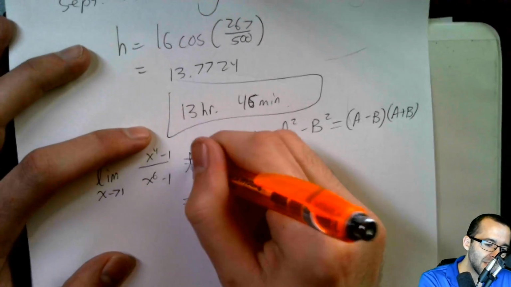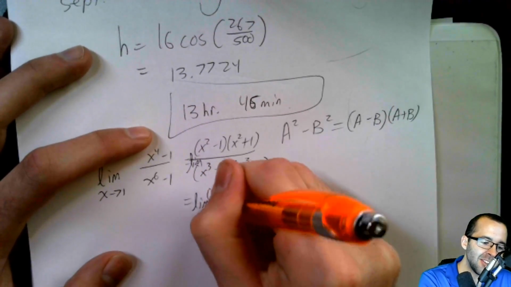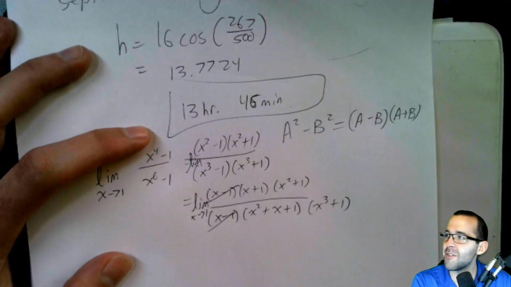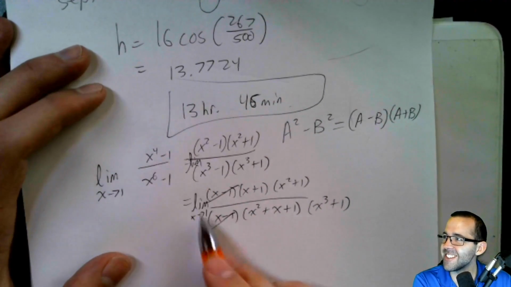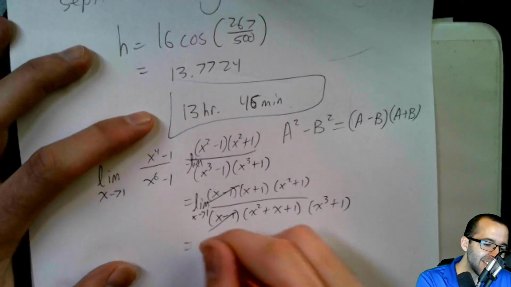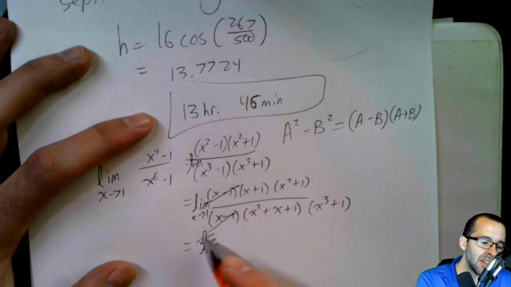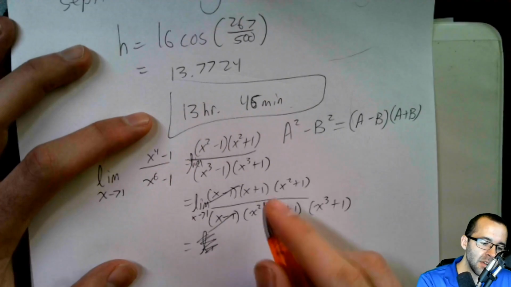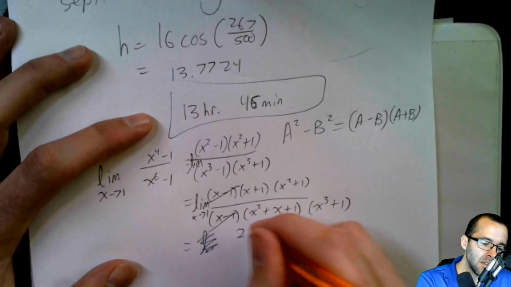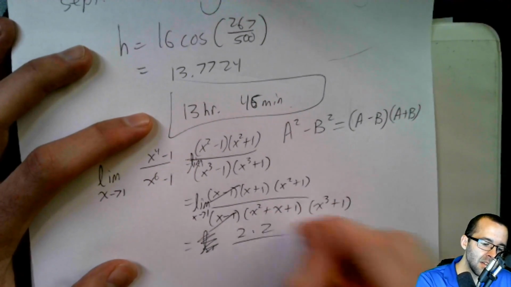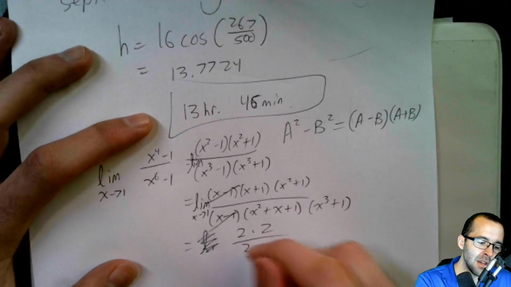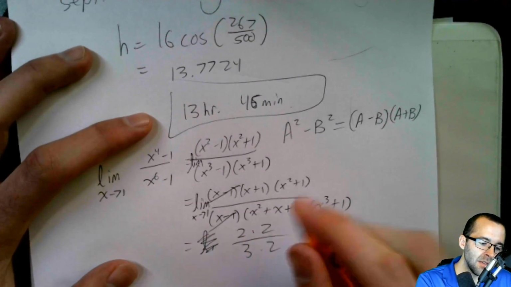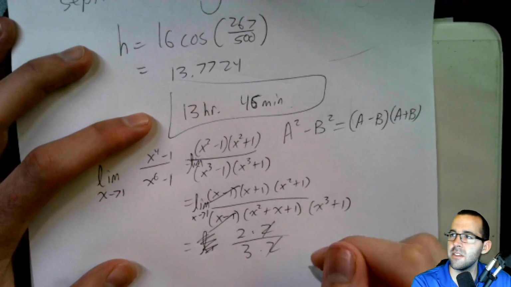So, oops, I dropped my limits, guys. Don't do this. If you do this in a calculus class, your calculus professor will be very grumpy. Don't lose your limits. All right. So now we don't need the limit. We can just evaluate the limit. Okay. So it's going to be 1 plus 1 is 2. 1 plus 1 is 2. 1 plus 1 plus 1 is 3. 1 plus 1 is 2. We get 2/3 that way.